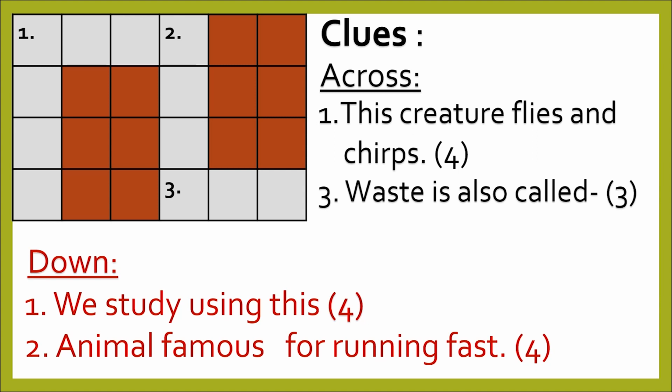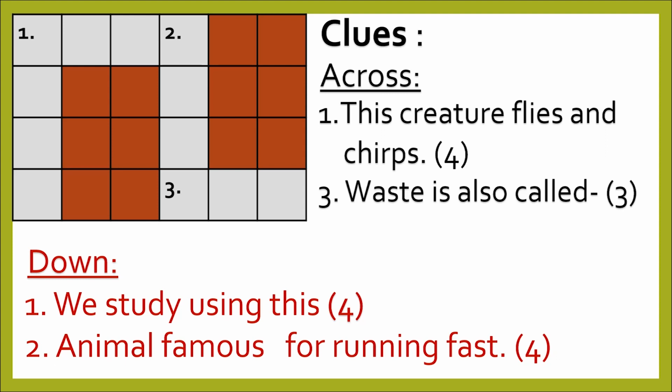Coming to down, first clue says we study using this, and it has 4 letters. We study using many things, but there is one thing that has 4 letters in it, and you need to find out what it is. There is already one letter that you have got by filling up across one. So, you need to get 3 more letters to fill it.